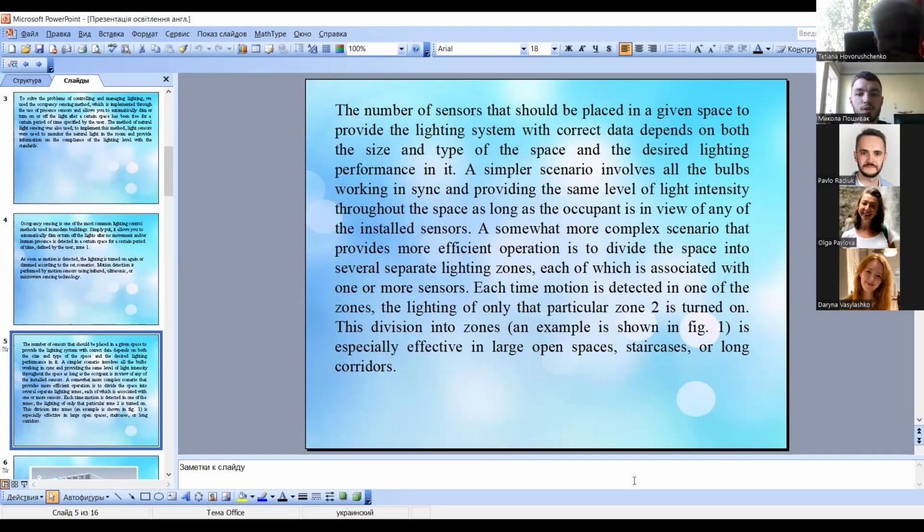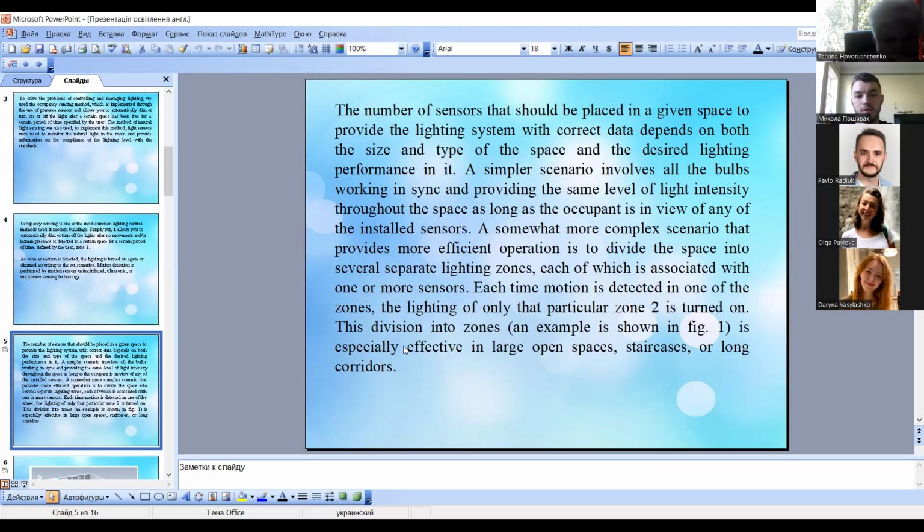A somewhat more complex scenario that provides more efficient operation is to divide the space into several separate lighting zones, each of which is associated with one or more sensors. Each time motion is detected in one of the zones, the lighting of only that particular zone (zone 2) is turned on. This division into zones is especially effective in large open spaces, staircases, or long corridors.